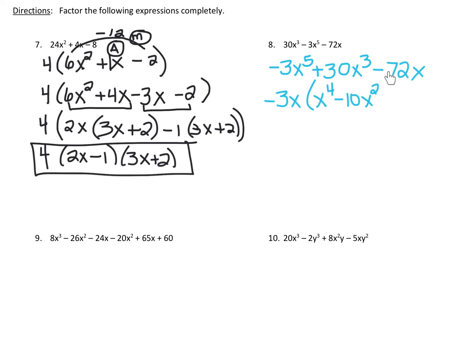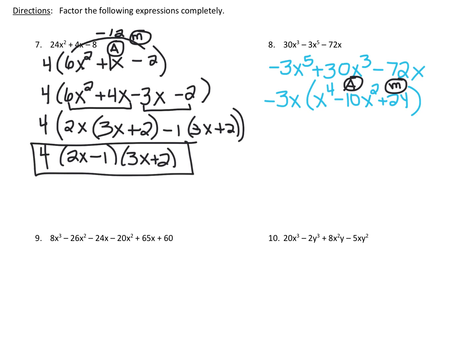And then negative 72 divided by negative 3 is positive 24. And although this had an x, we took an x out, so there's no x's left to put here, so we're going to close up that parenthesis. And then we're just going to look within the parentheses. Once you factor out a GCF, you always want to look in the parentheses and say, well, can I factor that further? Well, if we can come up with two numbers that add to negative 10 and that multiply to 24, then yes, we can.